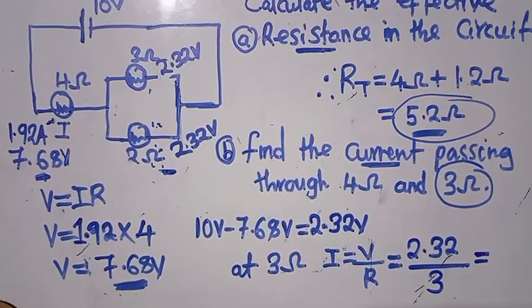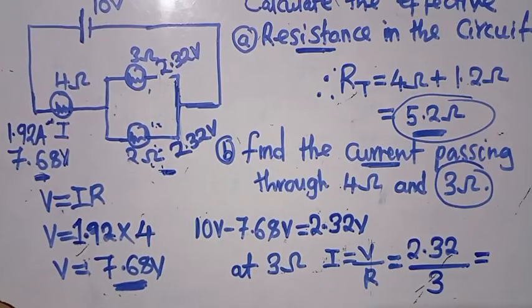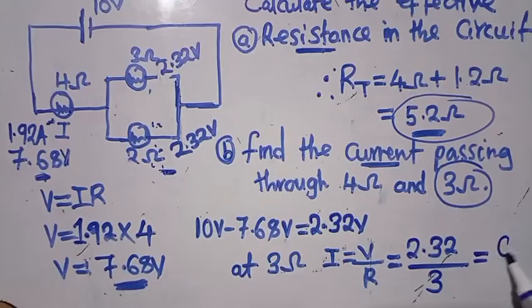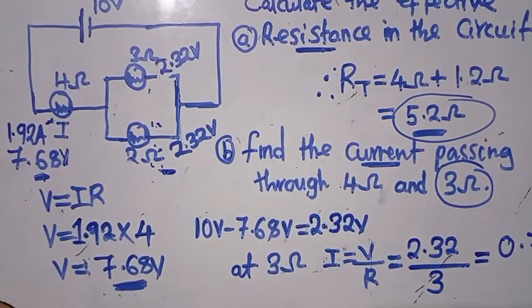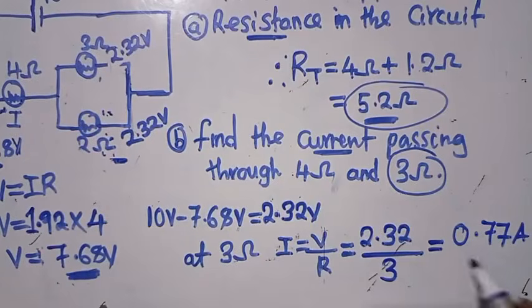Then which is equal to, what answer are you getting there? If you divide, what answer are you going to get? Let's see how we are going to calculate that one. What is our answer? The answer is 0.7 amps. So this is our answer. Just like this, we are done.